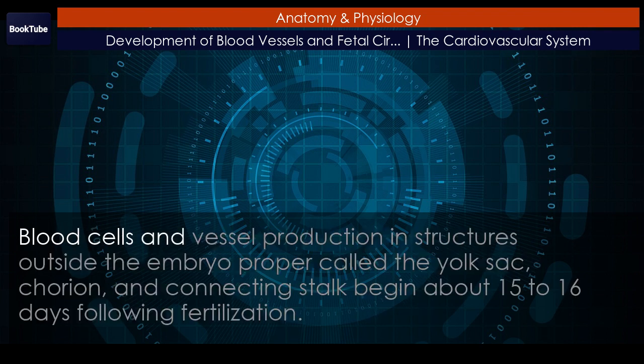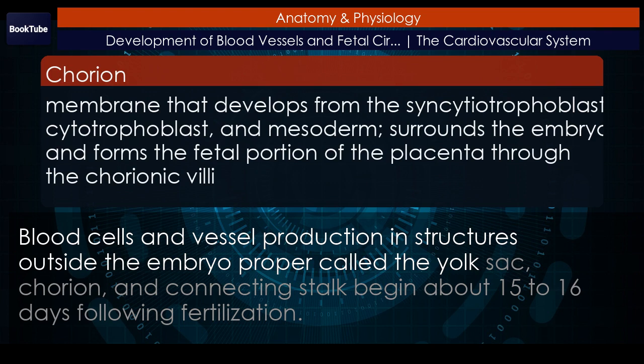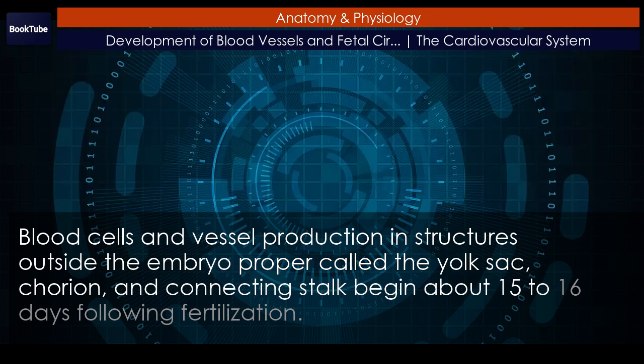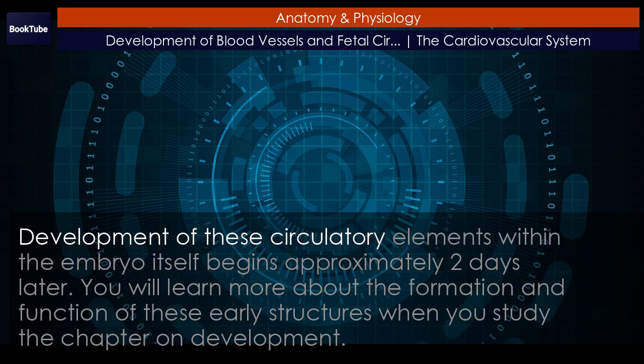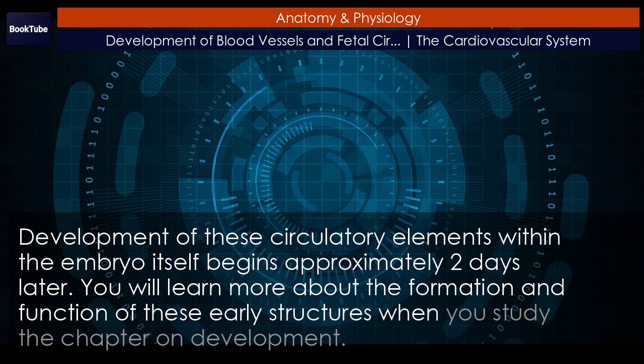Blood cells and vessel production in structures outside the embryo proper called the yolk sac, chorion, and connecting stalk begin about 15 to 16 days following fertilization. Development of these circulatory elements within the embryo itself begins approximately 2 days later. You will learn more about the formation and function of these early structures when you study the chapter on development.